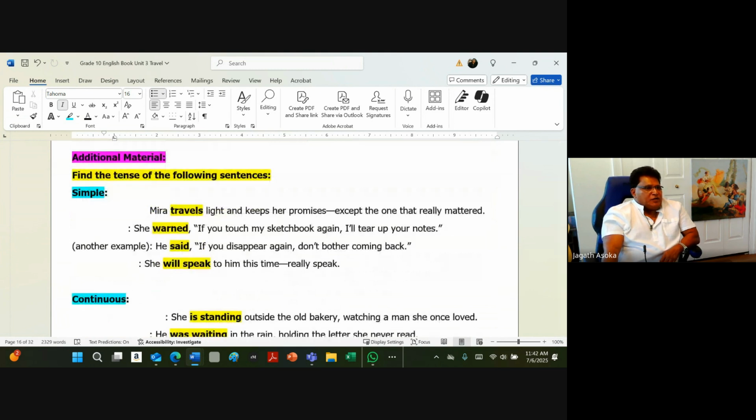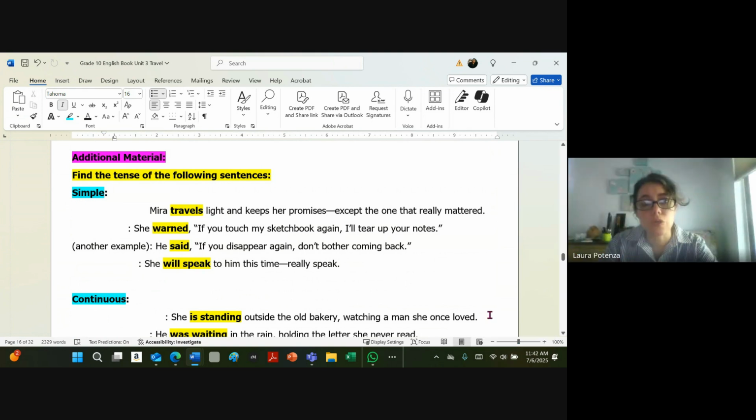But here, before we get into passive voice, Laura, you can ask them to do this. And this is not passive voice. First, let's look at active voice sentences, right? So fill in the blank. So we're going to find the tense of the following sentences. So you have simple, and now we need to say whether it's past, present, or future. So the first one, Pumi, can you read the sentence?